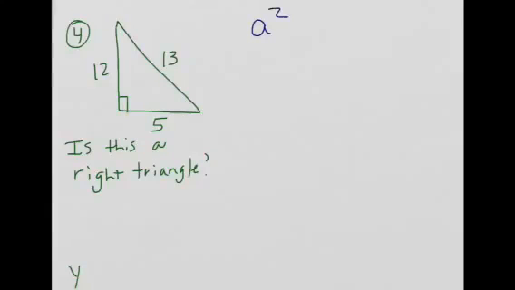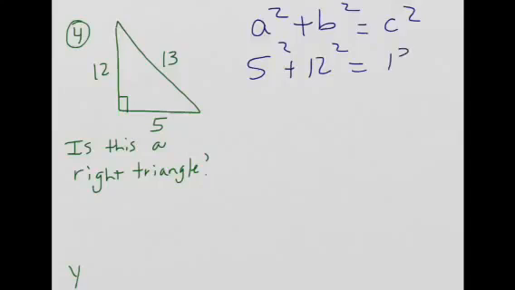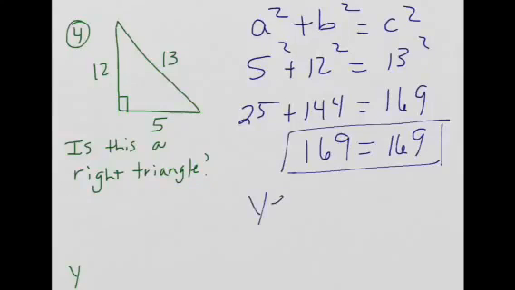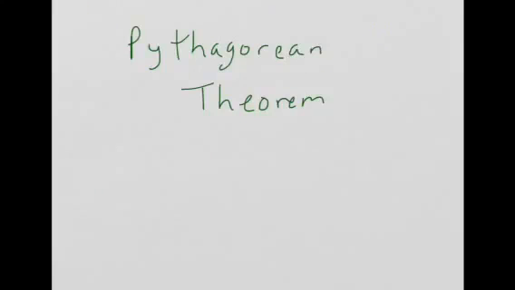All right, this one now we need to prove is a right triangle. So we're going to use the Pythagorean theorem. A squared plus b squared equals c squared. 5 squared plus 12 squared is equal to 13 squared. 25 plus 144 is equal to 13 squared, which is going to be 169. So 169 is equal to 169. If both of these are the same, then yes, it is a right triangle. And that's how you do Pythagorean theorem.